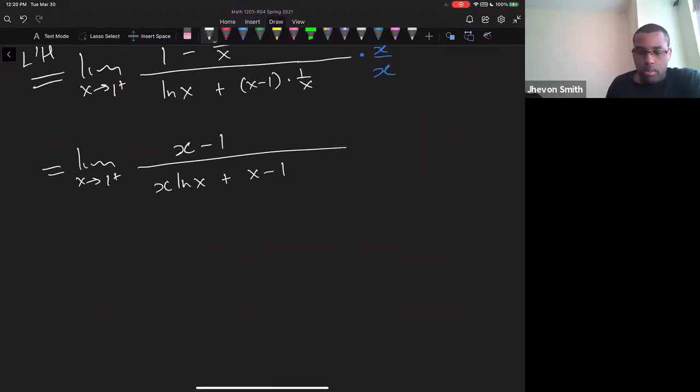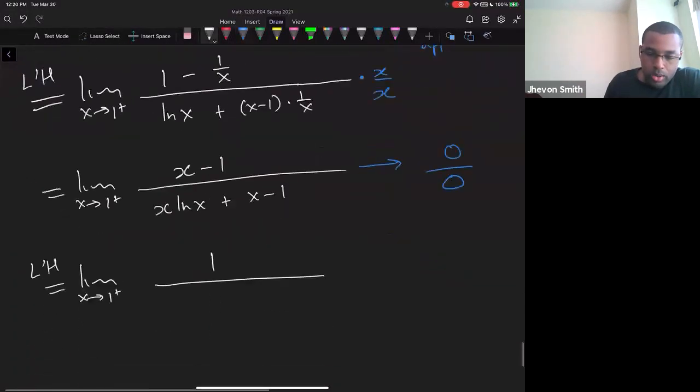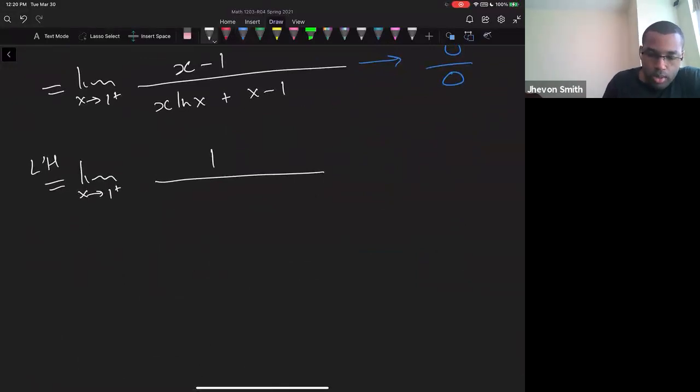What does this behave like now? I get 0 over 0 again, right? What do I do? Panic? There's no answer? No, we don't panic. We just realize, let's do L'Hopital's again. Derivative of the top is 1. Derivative of the bottom, product rule here, it's ln x plus 1 plus 1.